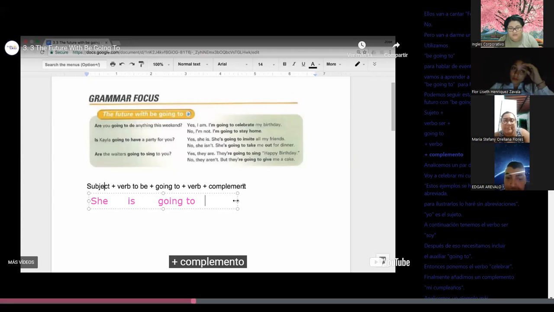She is going to eat. Okay, eat. Hamburgers. Okay, hamburgers. Tomorrow, you can say. Tomorrow. She is going to eat hamburgers tomorrow. All right. So that is my affirmative, right?